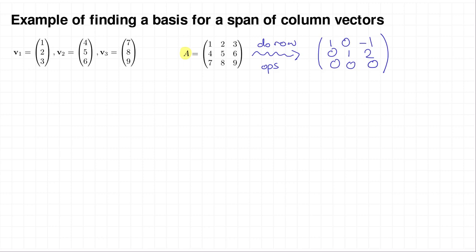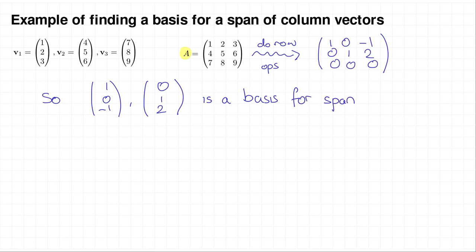That's step 2 of our procedure for finding a basis for the span of v1, v2, and v3. And the final step of the procedure was to read off the non-zero rows in the row-reduced echelon form. The non-zero rows correspond to column vectors (1, 0, minus 1) and (0, 1, 2). And this is a basis for the span of v1, v2, v3.